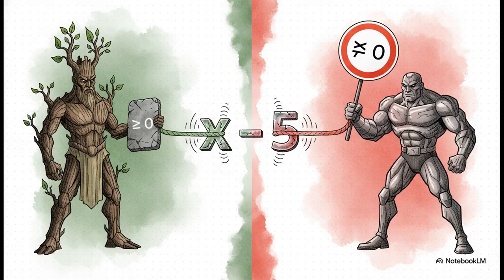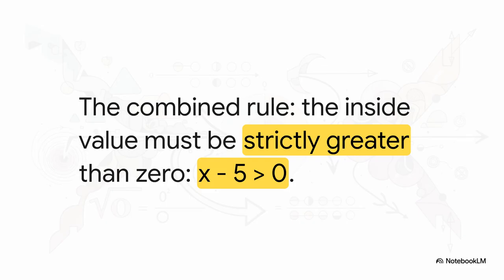So here's the puzzle. First, we have the square root rule. We all know you can't take the square root of a negative number, right? So whatever is inside that root, in this case x minus 5, has to be 0 or bigger, so greater than or equal to 0. But then we have our good old denominator rule, the one we've been using all day, which says the entire denominator cannot be 0. You see the conflict here? The square root rule says equal to 0 is okay, but the denominator rule says no way, it can't be 0. So which rule do we follow?